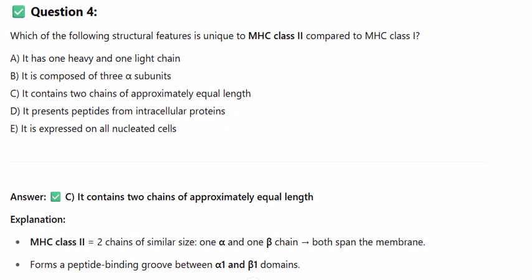Explanation. MHC class 2 has 2 chains of similar size, 1 alpha and 1 beta chain, both spanning the membrane. It forms a peptide binding groove between the alpha 1 and beta 1 domains.